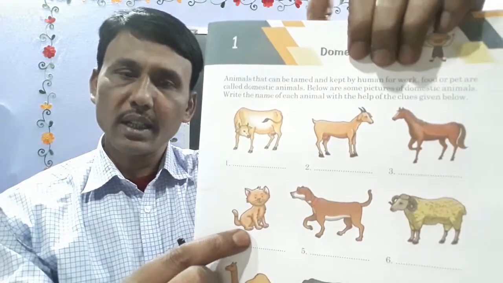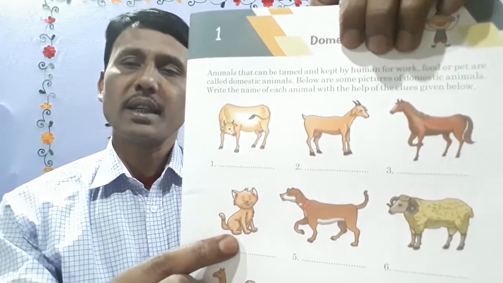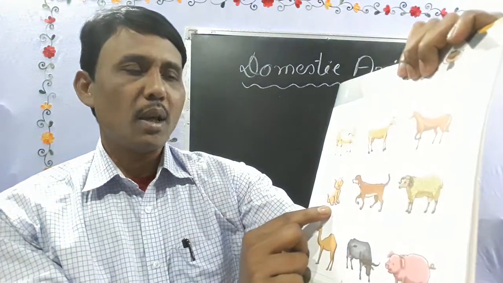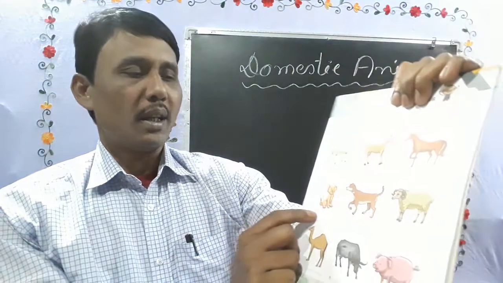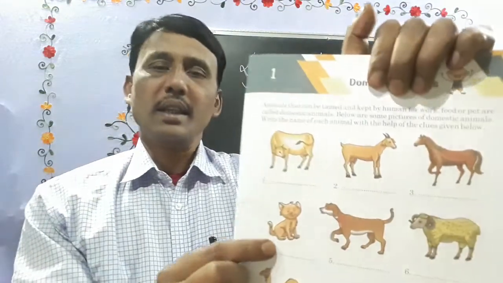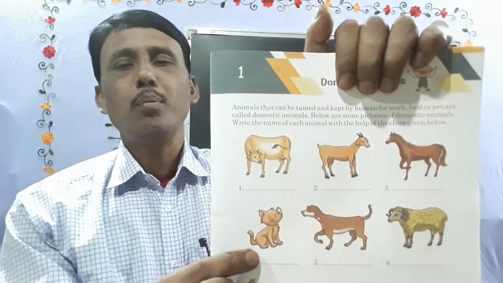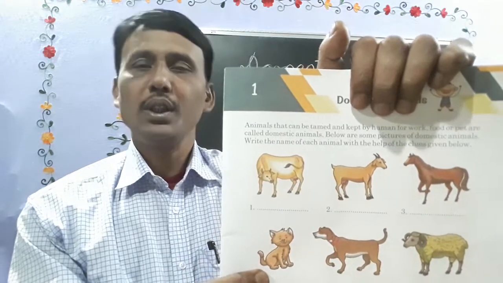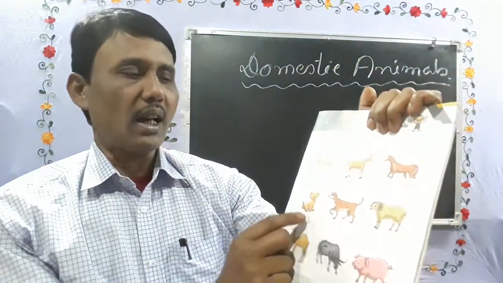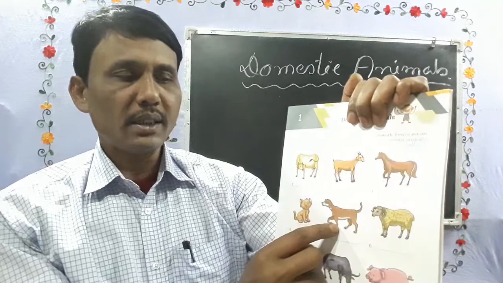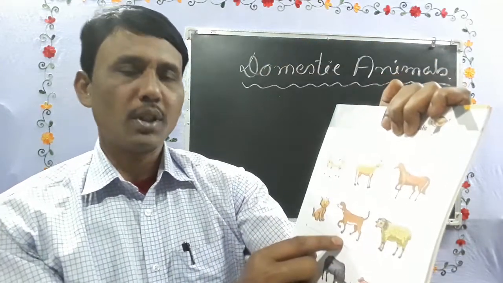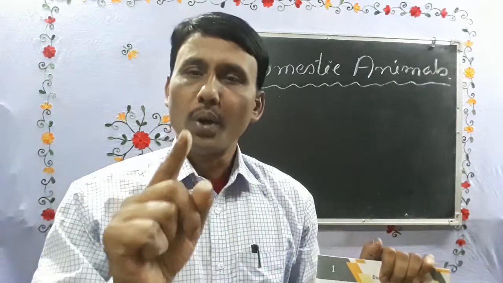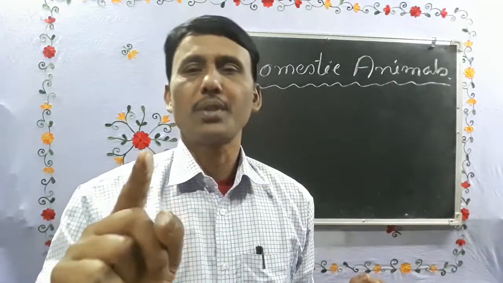You can see it. This is the picture of a cat. The cat is a beautiful cat. Yes? Okay. We tame the cat as our pet in our house. Okay? And the next picture is the picture of a dog. You know? Okay, tell me, what is the importance of the dog? Do you know? Okay, fine.